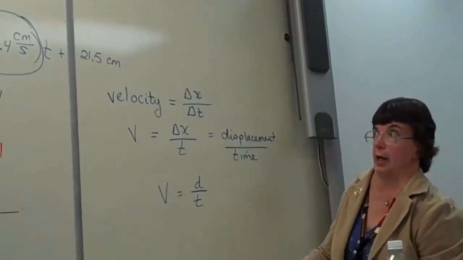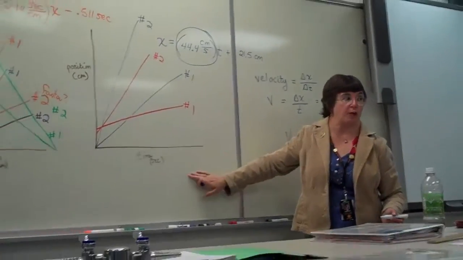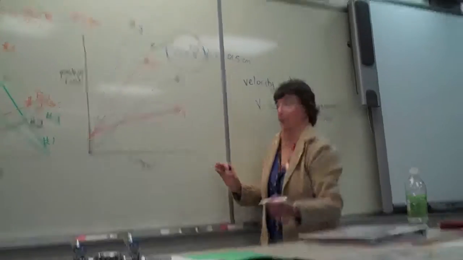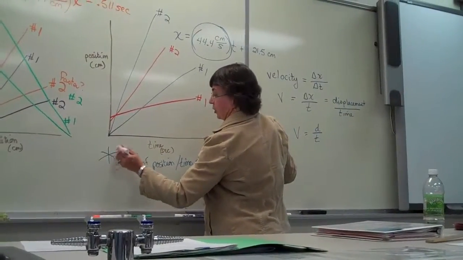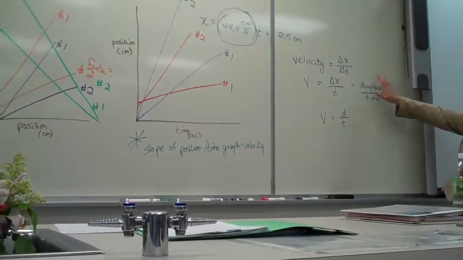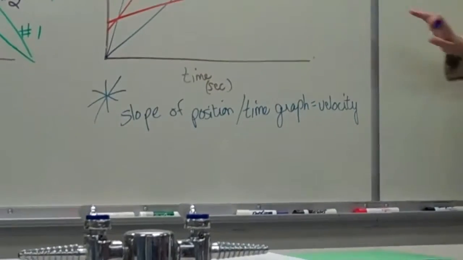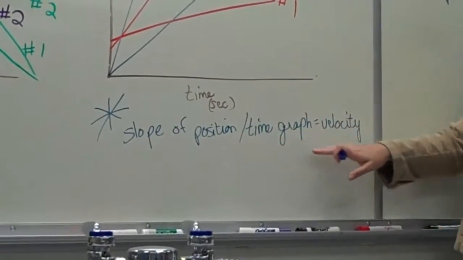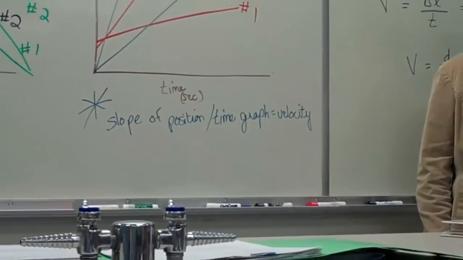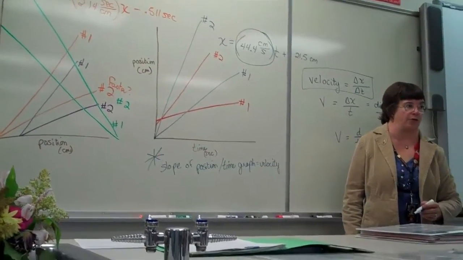So as Ben pointed out, in this graph, the slope of a position time graph is velocity. Major, important, you need to know it. So the definition of velocity, important, need to know it. The fact that velocity is the slope of a position time graph, important, need to know it. High on your list of things to remember for the rest of the year.